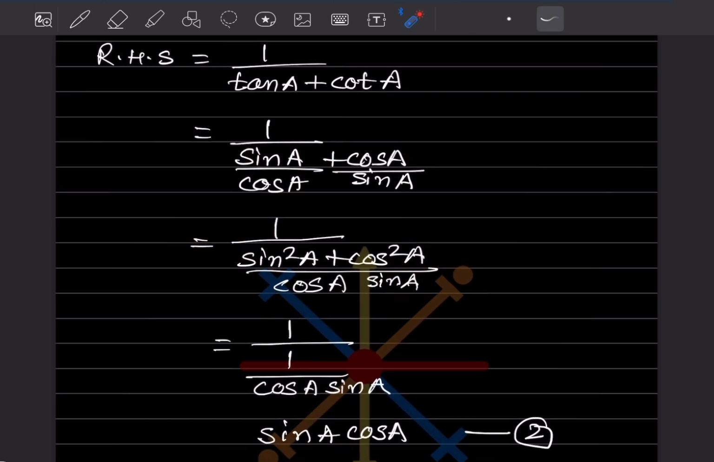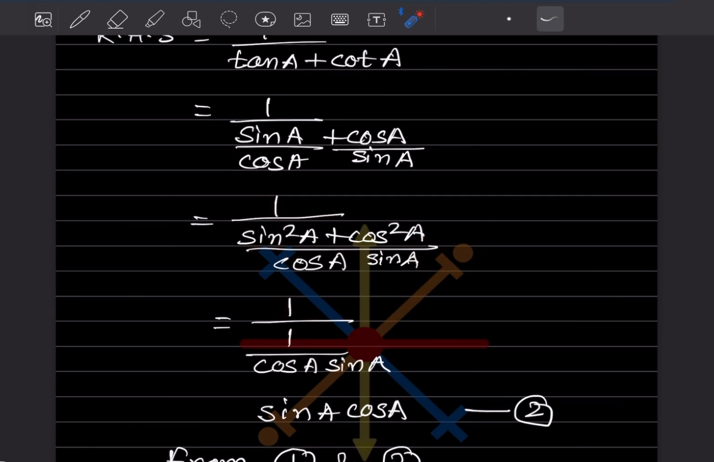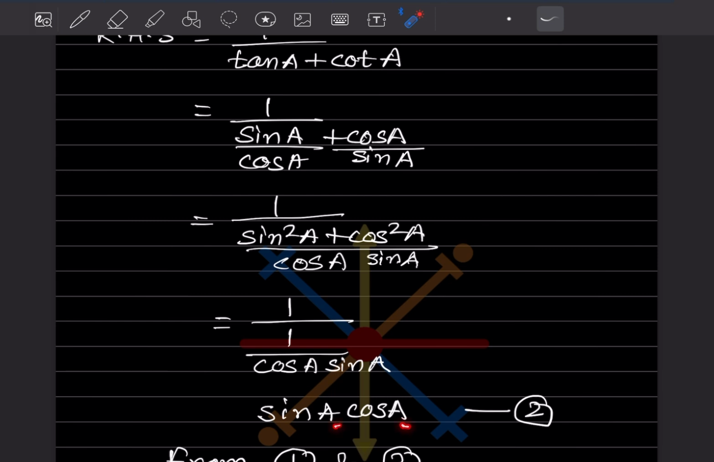So now this one we will keep as it is. Now you know the first identity, sin square a plus cos square a, that is 1. So this is 1 for that. And the denominator stays as it is. So this is the numerator, this is the denominator again. So numerator stays as it is, the denominator gets flipped over. So this cos a sin a goes in the numerator, or we can also write that sin a cos a. So this is equation number 2.